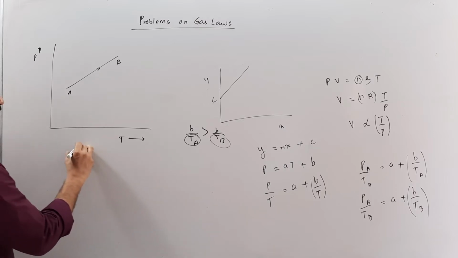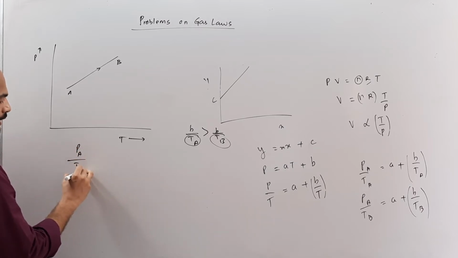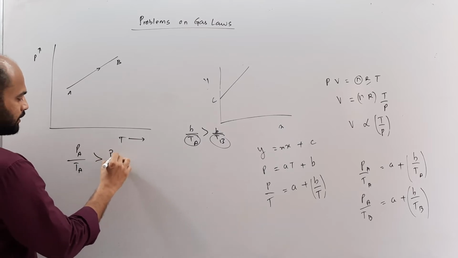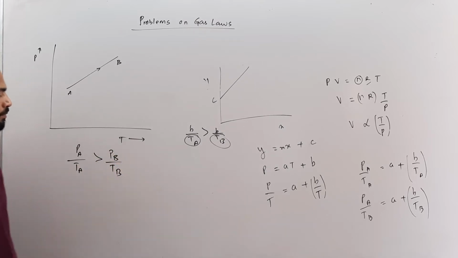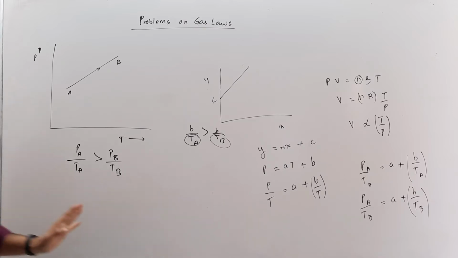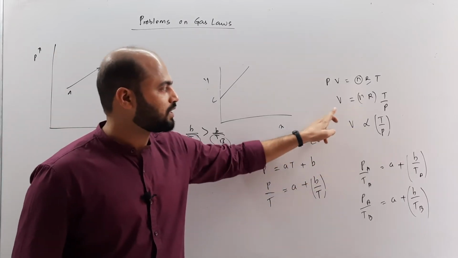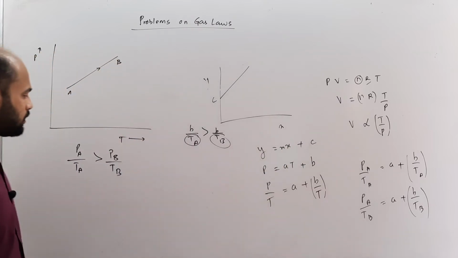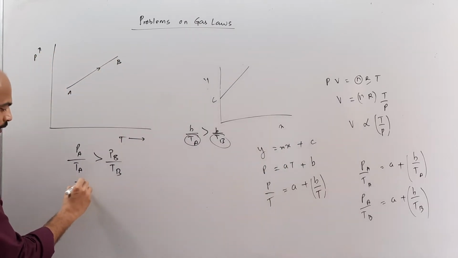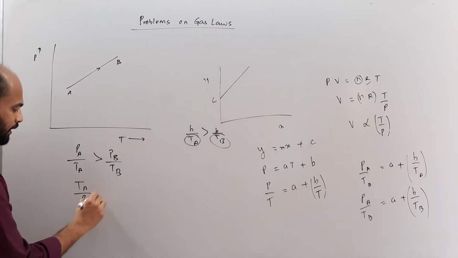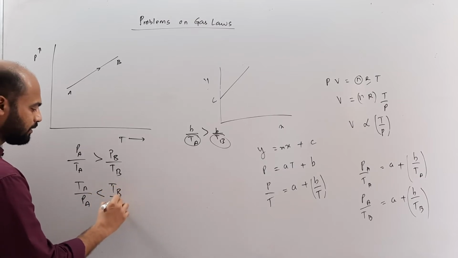So we get a relation like PA by TA is higher than PB by TB. But this is not what we are looking out for. What we are looking out for is temperature by pressure, because this is our reference equation. So we can say that TA by PA is less than TB by PB.